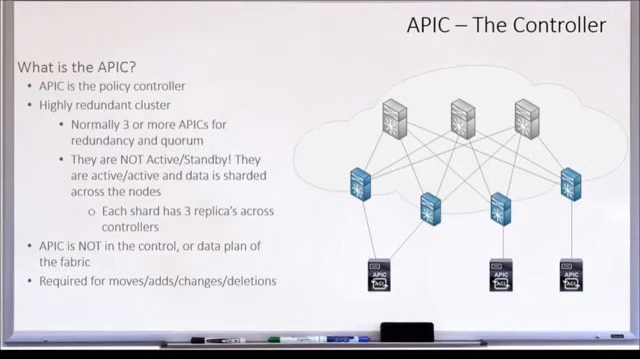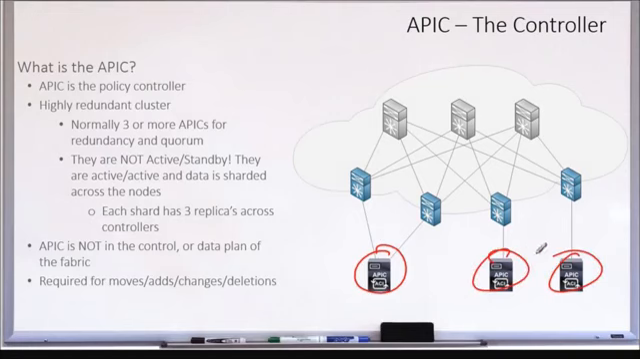Now, we'll also find that we have this thing called the APIC. The APIC is actually the ACI controller. This is where we do all of our moves, adds, changes, and deletes. One of the most important parts about the APIC is that even though we're doing a lot of our configuration on these APICs, the APIC is not in the control or data plane of the fabric.